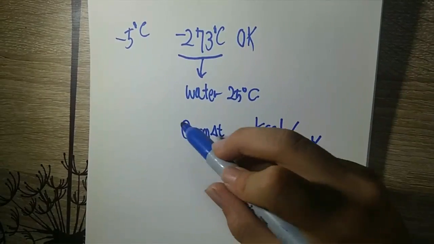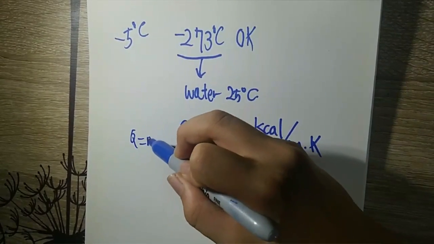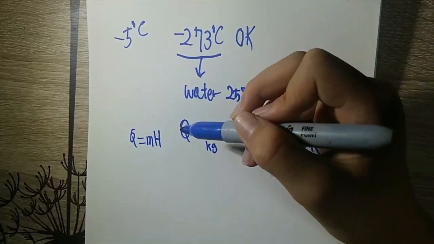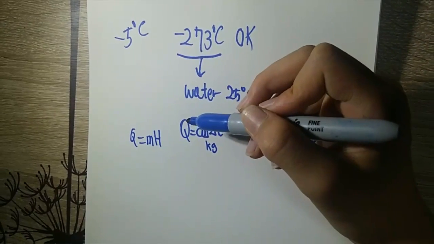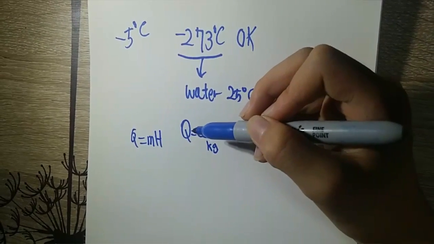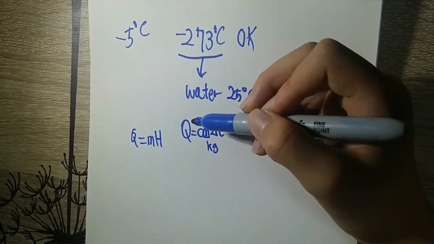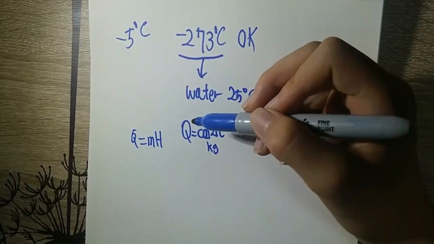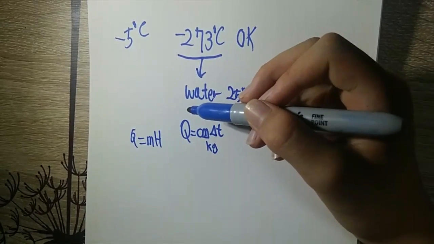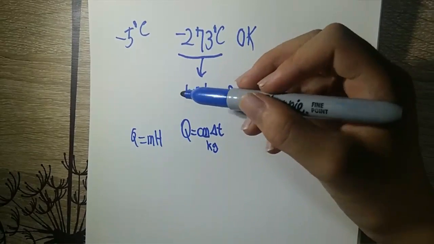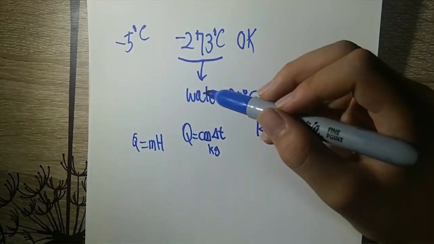And we need to use the equation Q equals mH. Now, m is the mass, but H is the heat of fusion, which is the amount of kilocalories you need to make the ice melt. So let's use these equations right now.